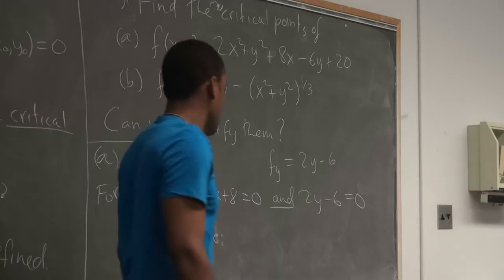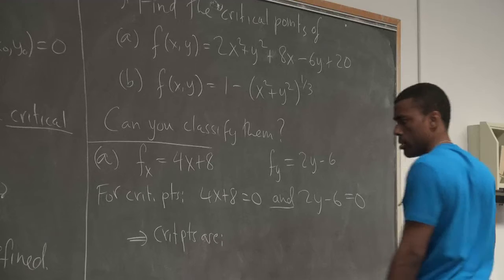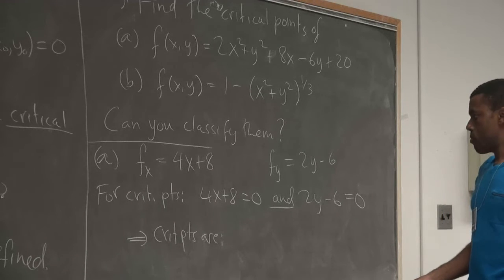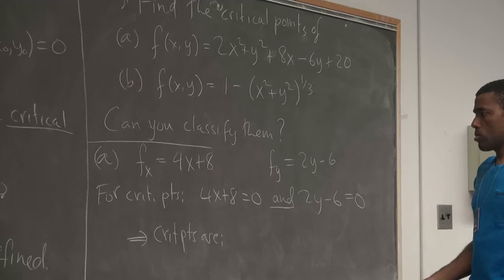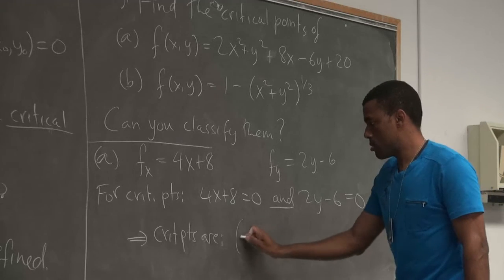This means the critical point is, right, there's actually no, come again? Yeah, negative 2, sorry. Negative 2. Yes, negative 2, minus 8. So what's the point? Negative 2 and 3.